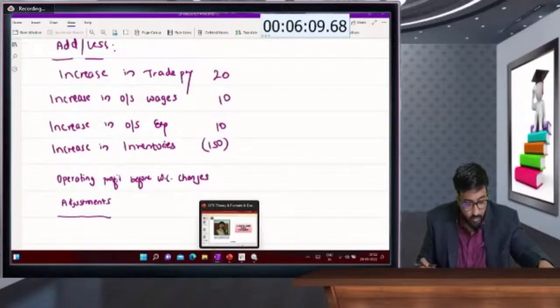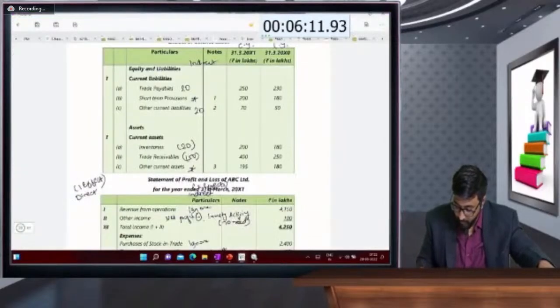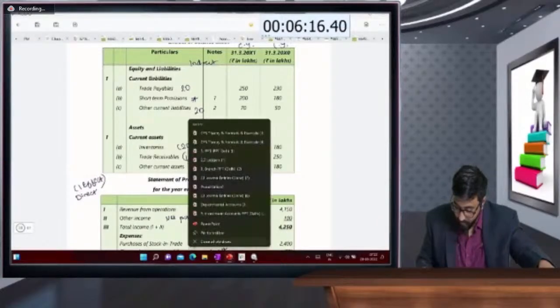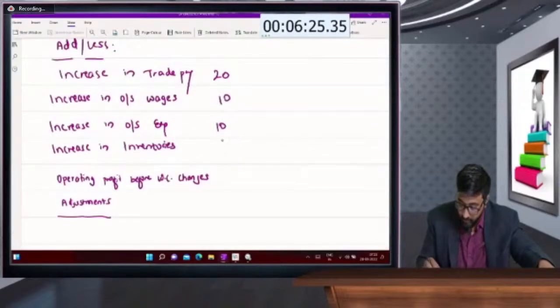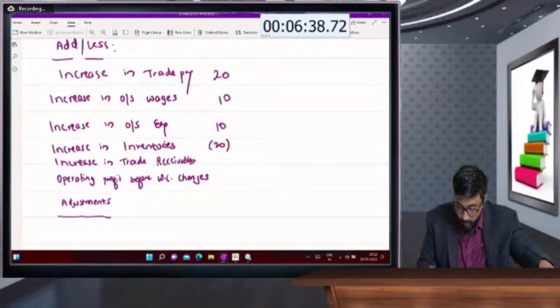How much? 150, na? 150. Oh, sorry. Increase in inventory 20 and increase in debtors 150.